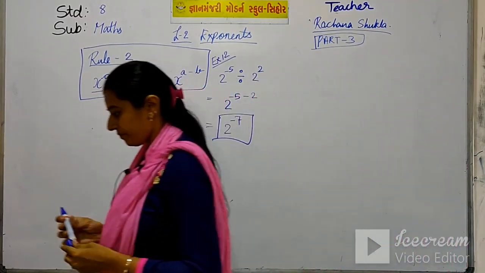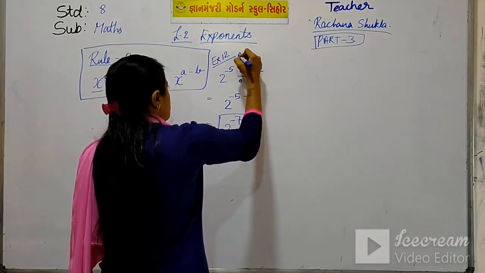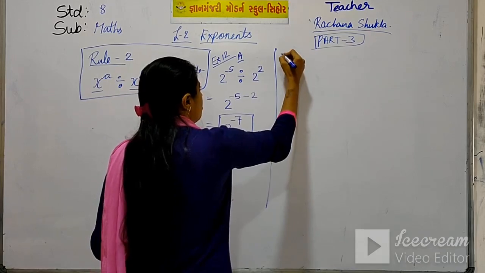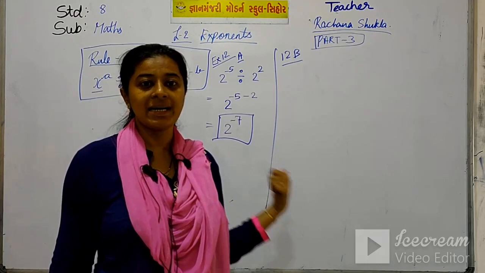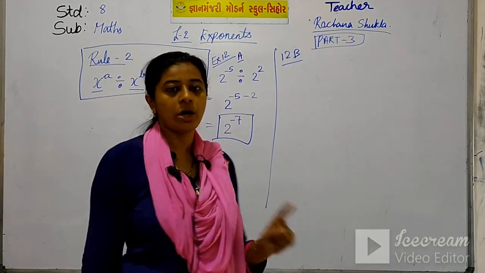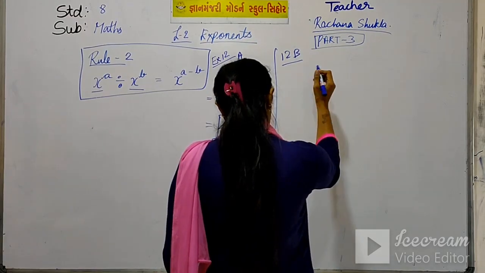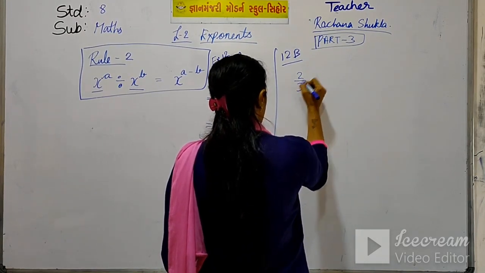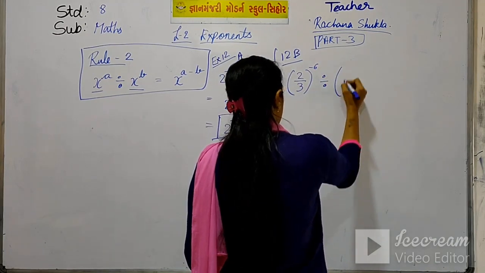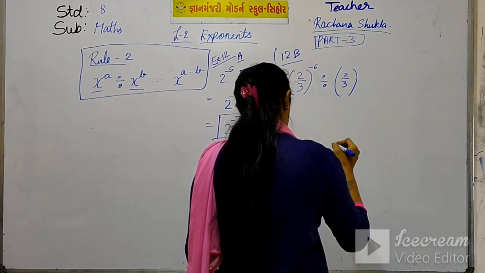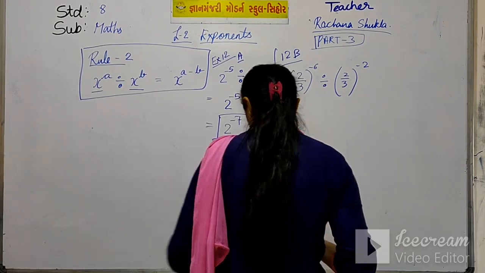Let's see another sum. This was 12A. Now I will show you 12B. Please note down the sum in your example book and the rules in your fair book. The question is 2 upon 3 to the power minus 6 divided by 2 upon 3 to the power minus 2.